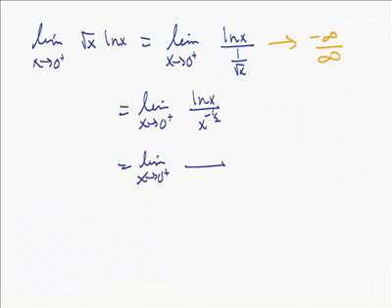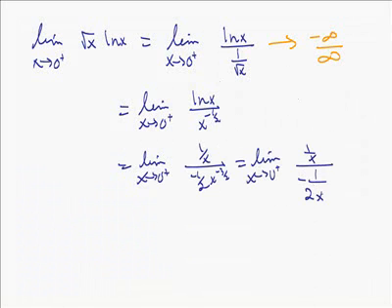right of the derivative of the numerator. Derivative of natural log of x is 1 over x, divided by the derivative of the denominator, which is a negative 1/2 x to the negative 3/2. So I have the limit as x approaches 0 from the right of 1 over x divided by negative 1 over 2 x to the 3/2. So let's flip up this. Let's divide these two fractions by multiplying by the reciprocal. And what do we get then? A negative 1 over x times 2x to the 3/2 over 1.